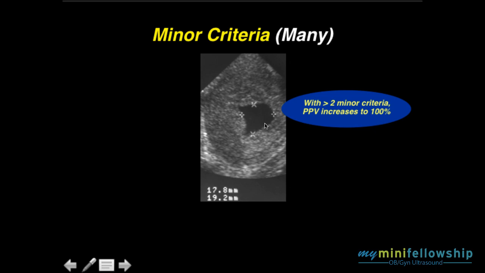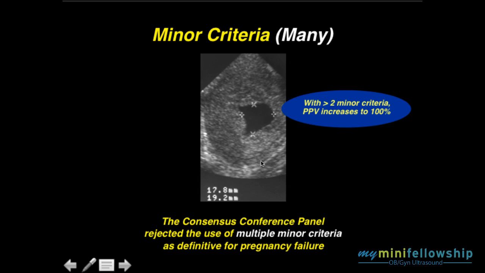So here you see this sac. Is it a normal shape? No. Is there a double sac? No. Does it have a thick rind? No. Is the rind around it bright? No. So that's at least four minor criteria. And so one would ordinarily say previously that you could diagnose this as a failed pregnancy. The consensus conference panel, however, rejected the use of multiple minor criteria as definitive for pregnancy failure.